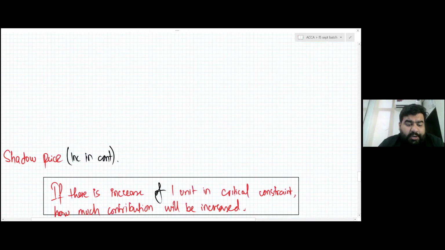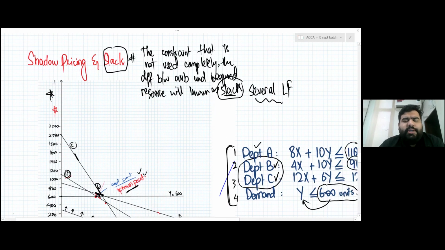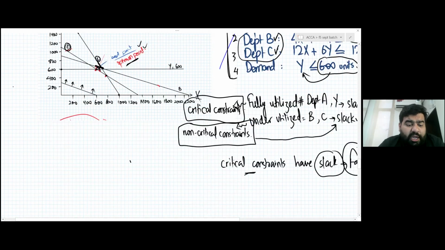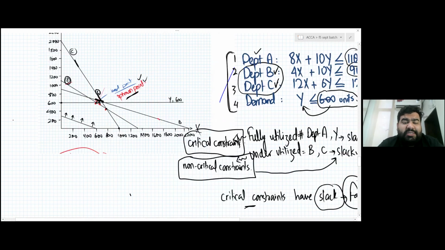Now there is another topic, that is shadow price. Sometimes he will ask you slack theoretically, and sometimes numerically. So in numerical terms, how will we calculate it? Obviously, it will be in the questions. Now we have to see the shadow price concept, because the topic in the book was shadow pricing and slack.